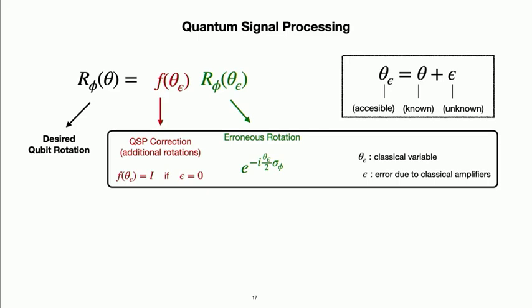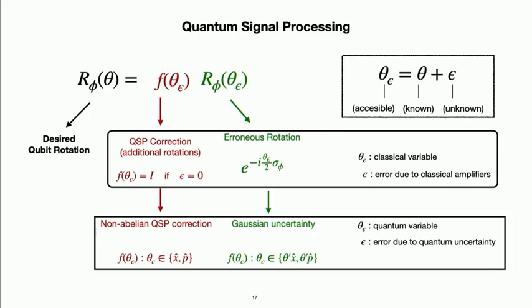What I want is now theta to be represented by position and momentum, which are non-commuting variables. So now, my errors here would be due to the quantum uncertainty of the oscillator states, and thus the name non-abelian quantum signal processing. So I'm going to be using conditional displacements and conditional momentum boosts to correct for those rotation errors that you saw previously. Okay, let's see an example of how this would work.